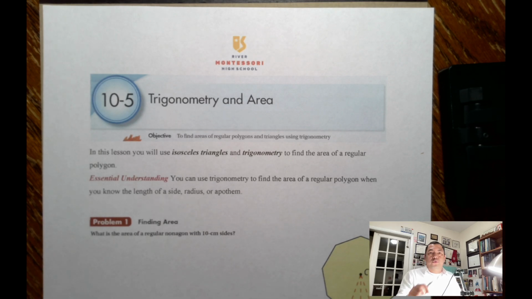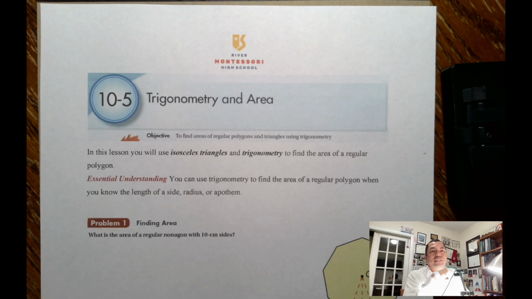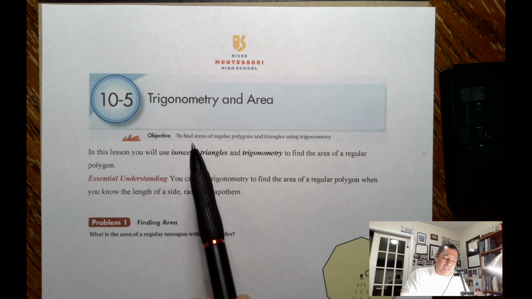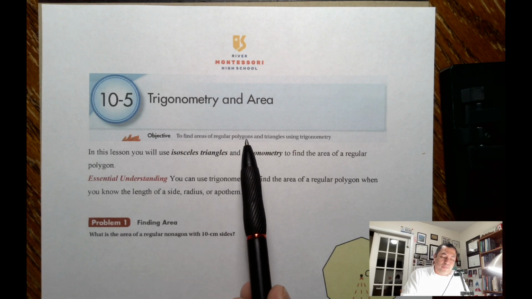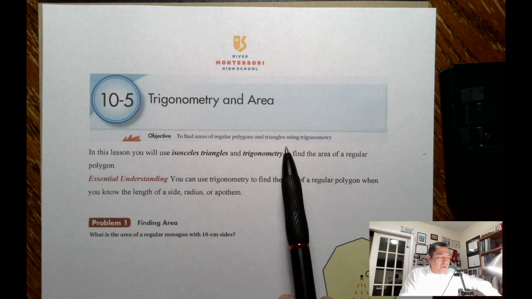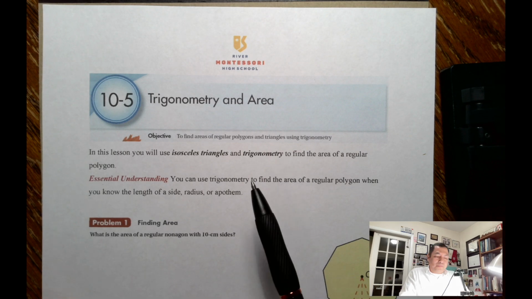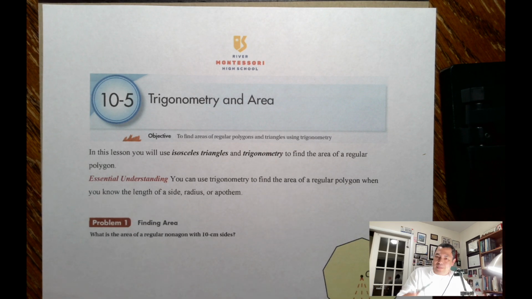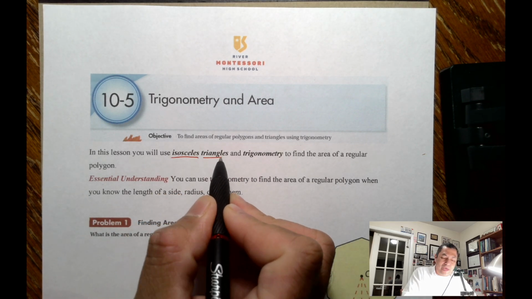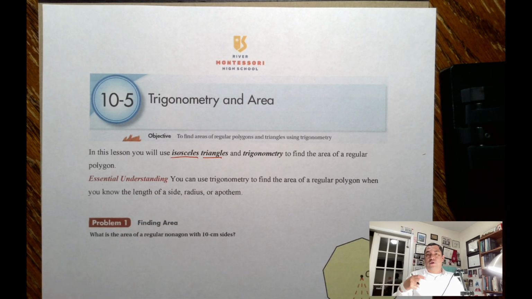So we're going to work on section 10.5, which is trigonometry and area. And the objective of today is to find the areas of regular polygons and triangles using trigonometry. In this case, remember that in this lesson, we're going to use isosceles triangles. We're going to use trigonometry that we did before.